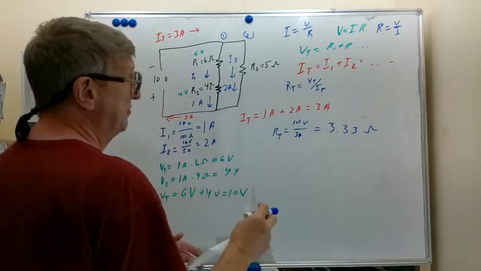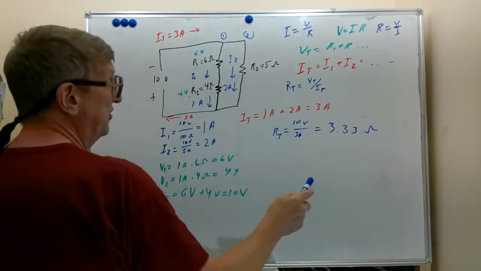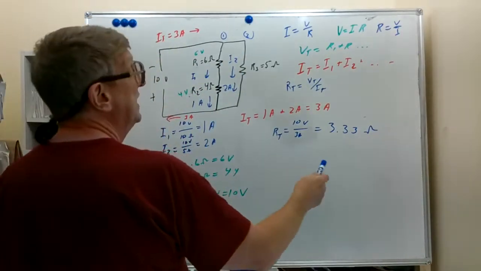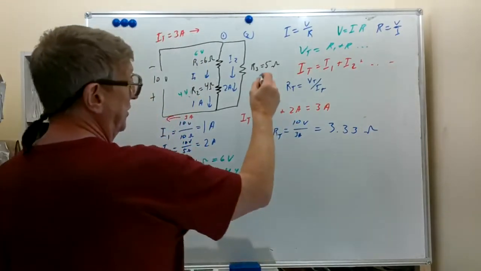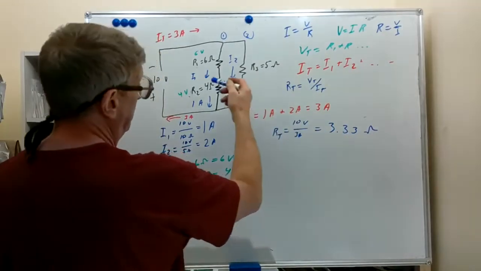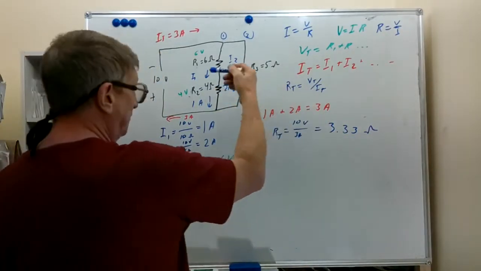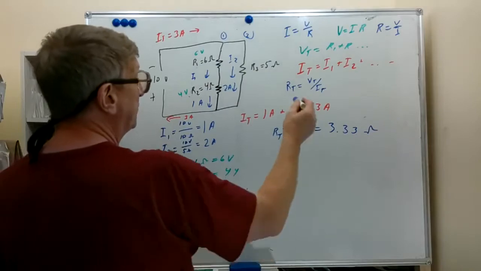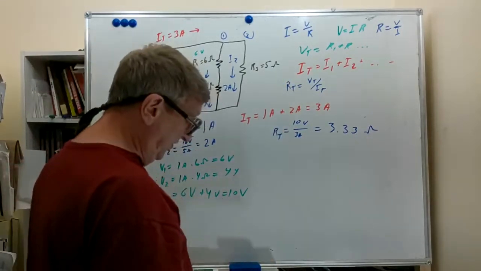And you might remember we said that in a parallel branch, the equivalent resistance, or the RT, is less than the smallest branch. Well, our smallest branch was 5. 3.33 is less than 5. Our largest branch was 10. 3.33 is also less than 10, but it's always going to be less than whatever the lowest resistance in there is.